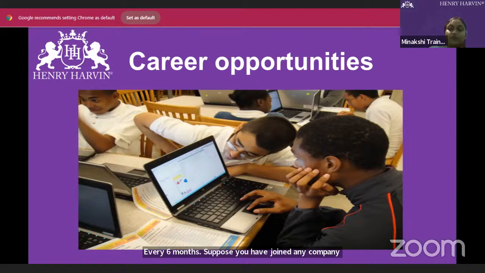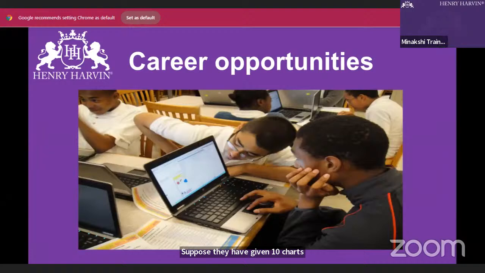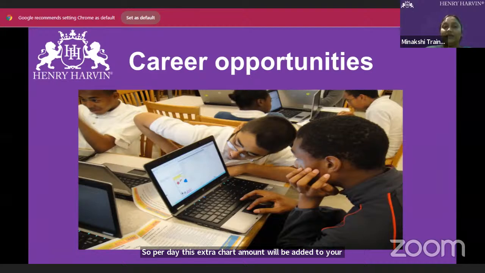Apart from that, suppose they have given 10 charts per day to solve, but you are efficient enough to solve some 20 charts, 15 charts extra. So per day, this extra chart amount will be added to your salary. Apart from that, suppose you are scheduled to work in an organization Monday to Friday, but you are available on Saturday and Sunday.